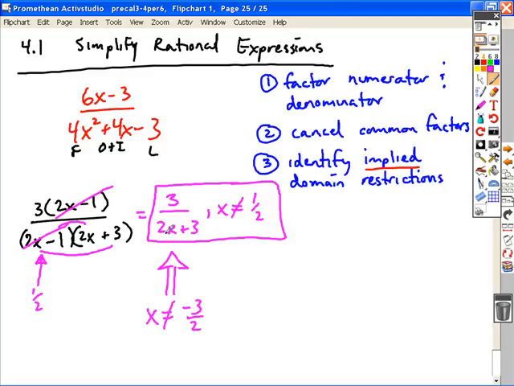The negative 3/2 is still apparent. The one that got canceled or hidden, so you have to infer it from the original problem, is that x can't be the 1/2. Corbin?